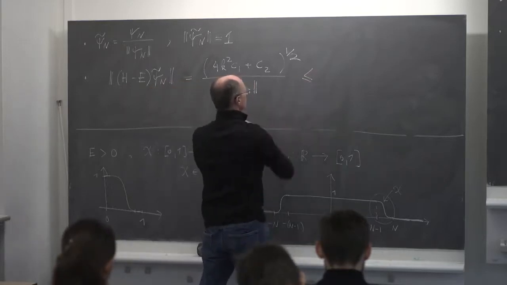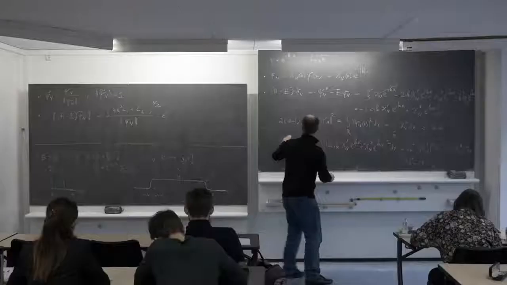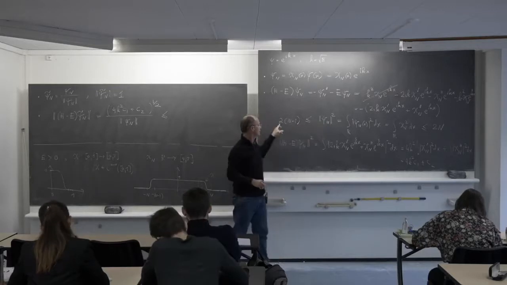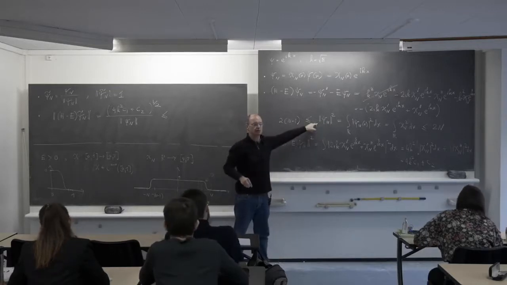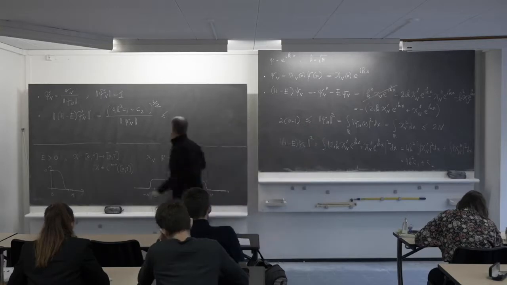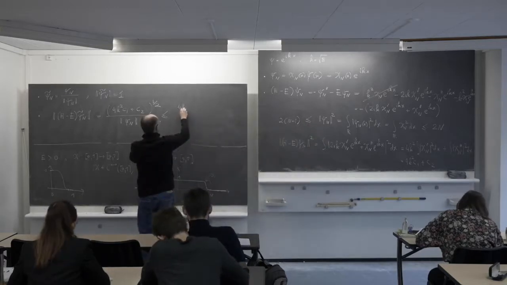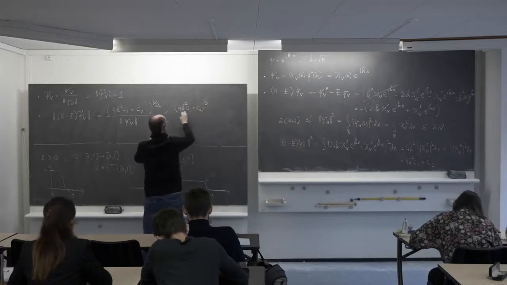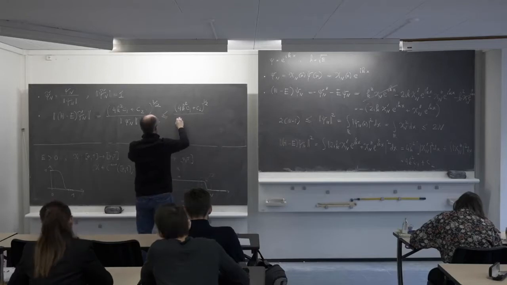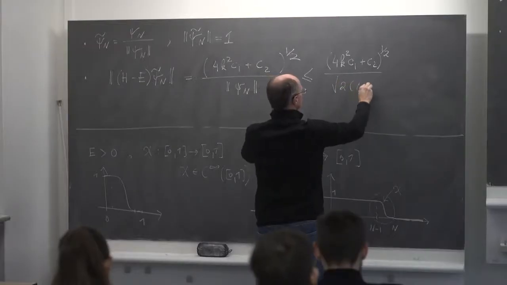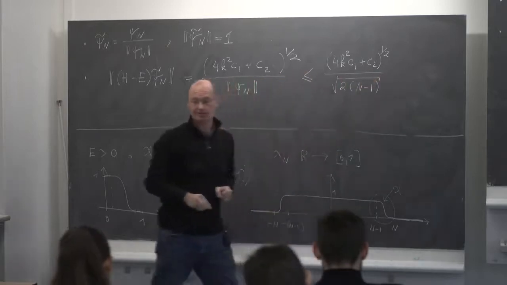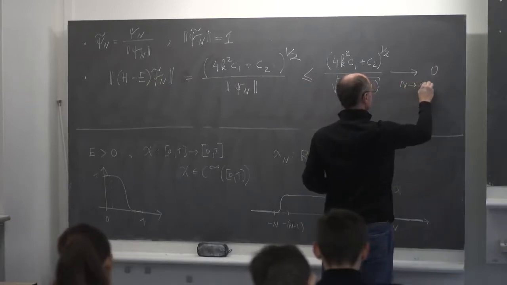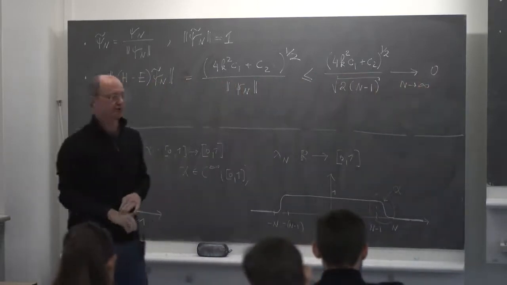So that we can estimate from above using this estimate, right? There is an estimate from below on the L2 norm of psi n. So this is smaller or equal to this funny constant, whatever it is, which is independent of n, and here the square root of 2n minus 1. And of course, this goes to 0 when n goes to infinity.